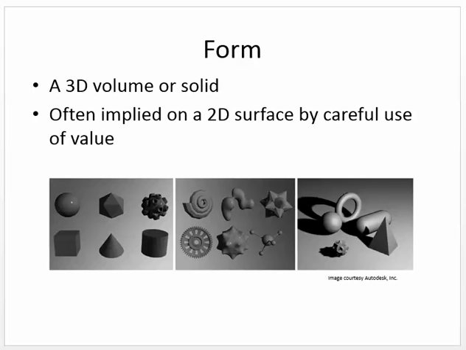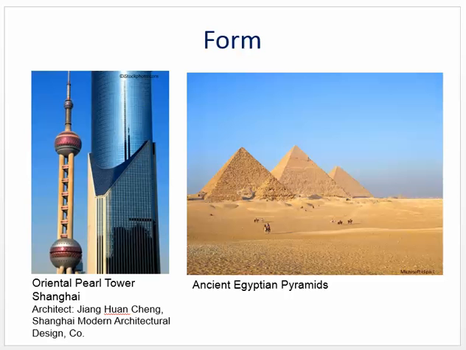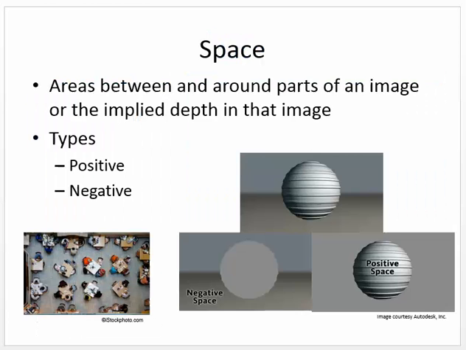Form, a 3D volume or solid, often implied on a 2D surface by careful use of value. So on here they're showing form. Any of these are 2D surfaces, and by adding value, which is the shading, they give it the implication that it is a three-dimensional object. But trust me, it's on a piece of paper. There's no more than 2 dimensions. You can only measure height and width. Here again we're seeing it's the implied visual effect of 3D objects.